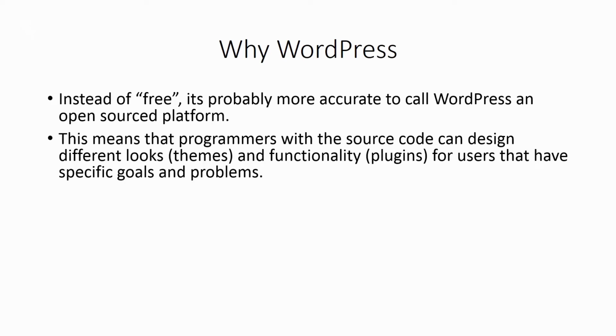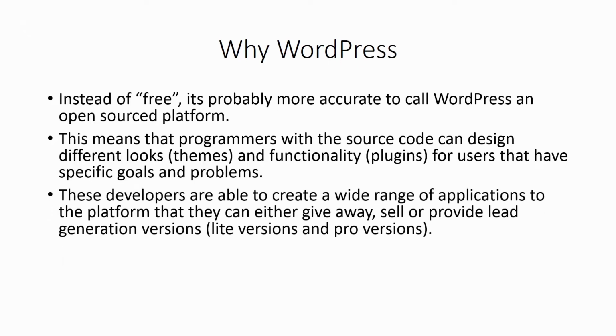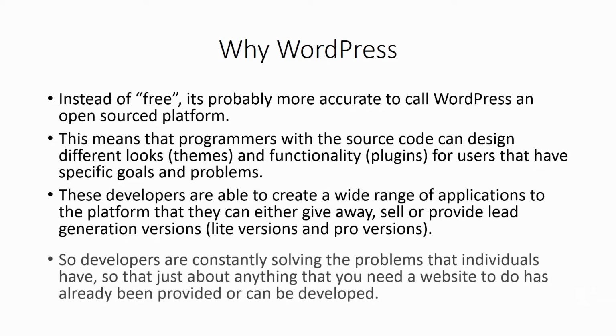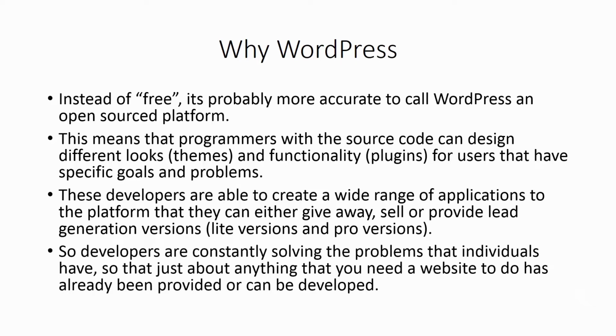That means that programmers with the source code can design different looks, which are called themes, and functionality, which is called plugins, for users that have specific goals and problems. Now, these developers are able to create a wide range of applications to the platform that they can either give away, sell, or provide lead generation versions, which they call the light version, and then allow people to upgrade by paying to the pro version. So developers are constantly solving the problems that individuals have, so that just about anything you need a website to do has already been provided or can be developed.